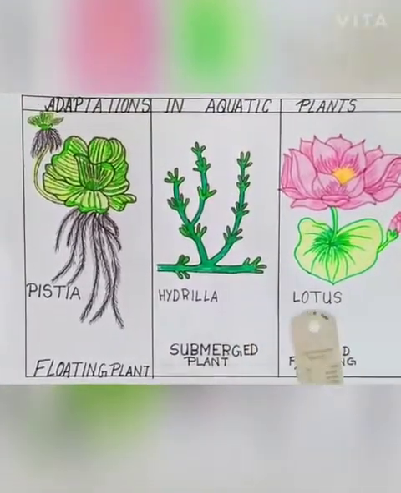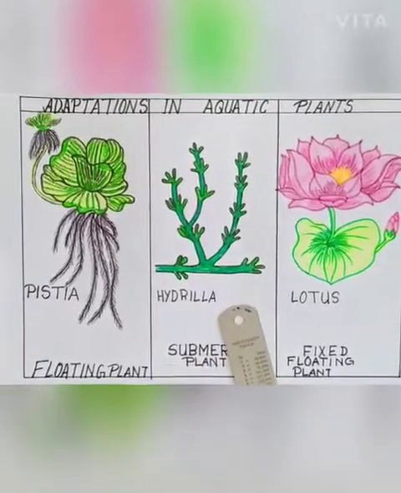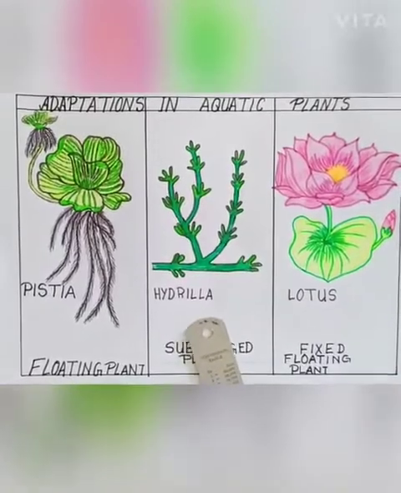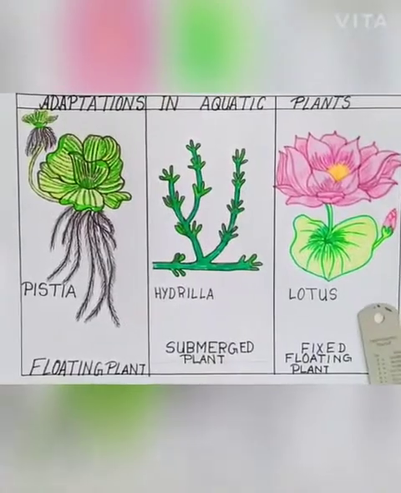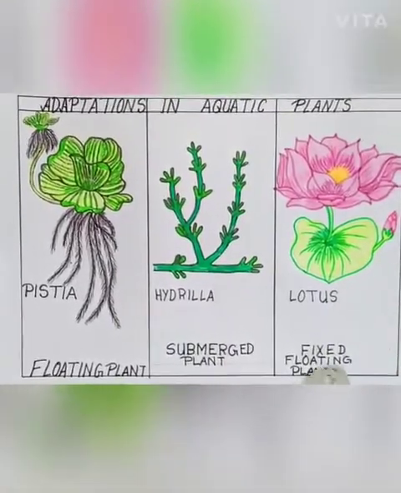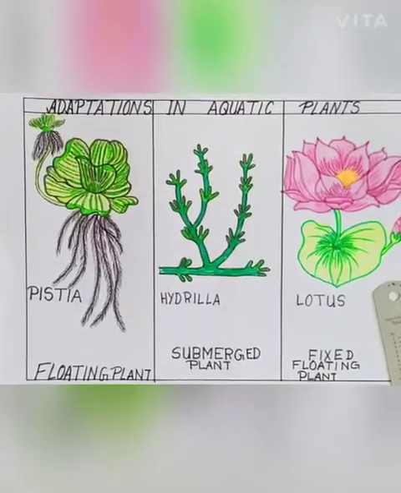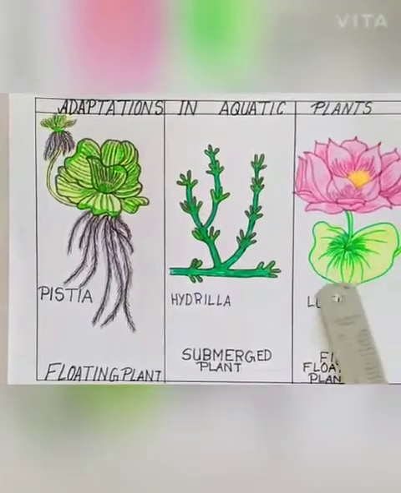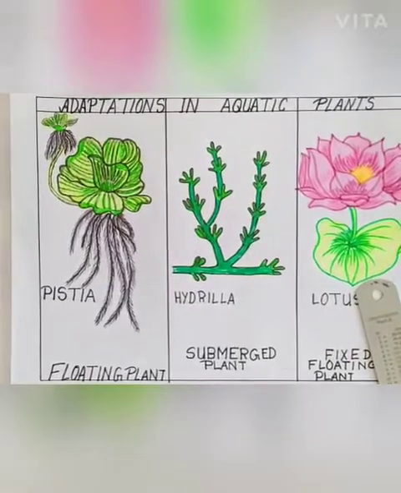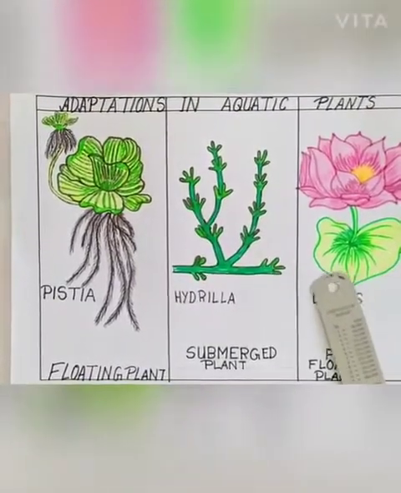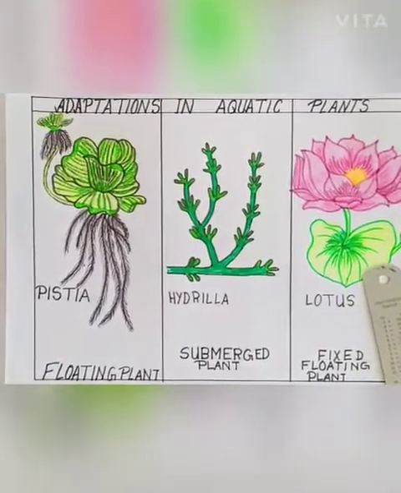They remain under the water and their roots are embedded inside the soil at the bottom of the pond or water body, and they have no stomata. The fixed floating plants, as the name suggests, are fixed at the bottom of the water body. They stay in shallow water and have big broad leaves, which are also saucer shaped. They help in photosynthesis, that's why they have a large exposed area, and they keep on floating at the surface of the water.